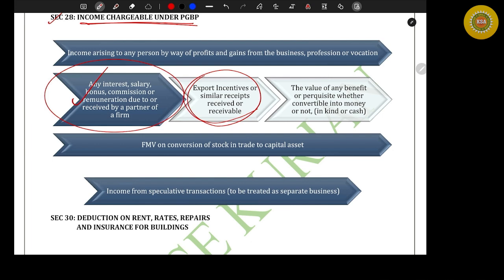It will become my official plant and machinery. Are you with me? When I'm converting that capital asset into stock in trade, what does the department say? I'm actually not getting anything. I'm not getting any income because I'm not selling that particular stock. Are you with me? But there is a problem.